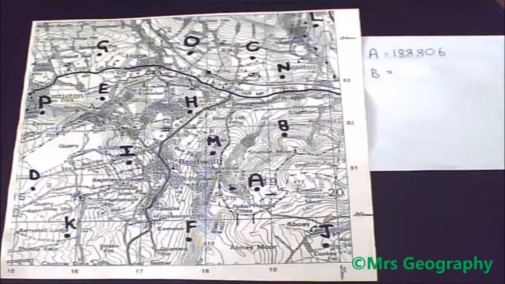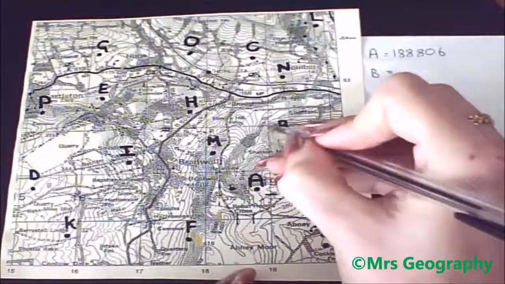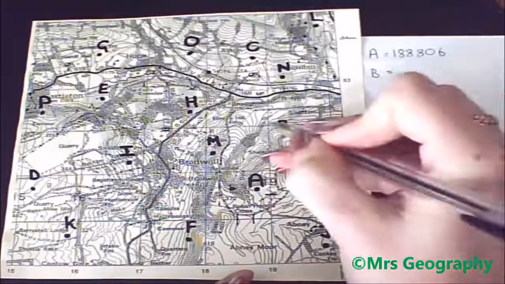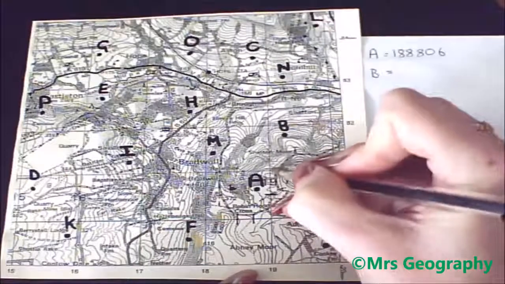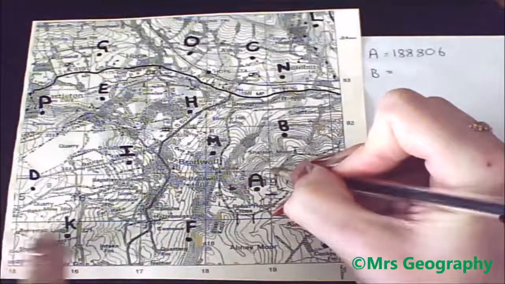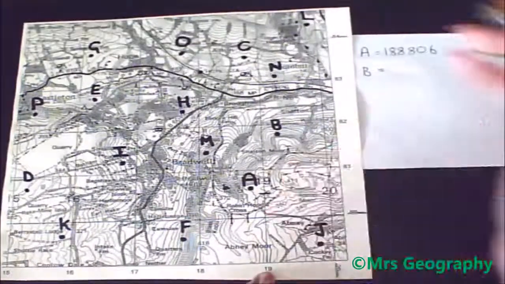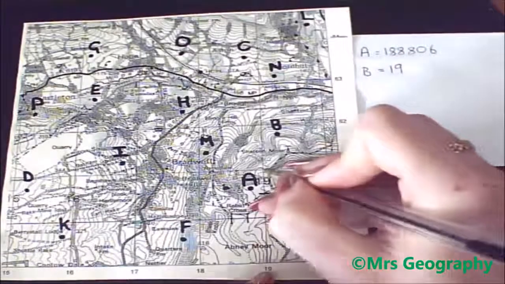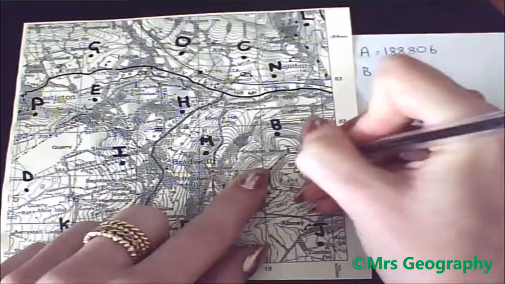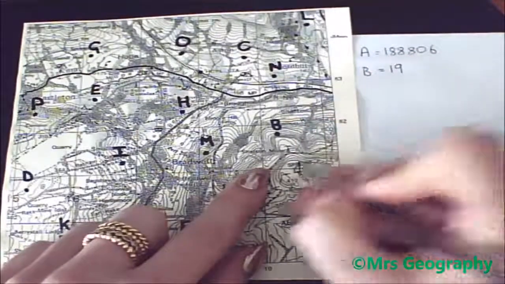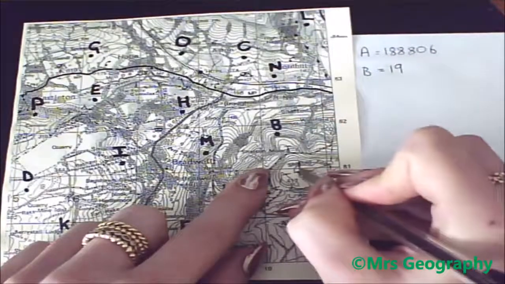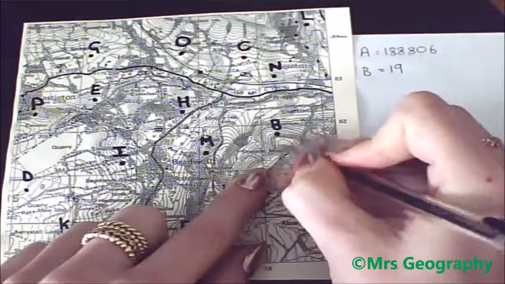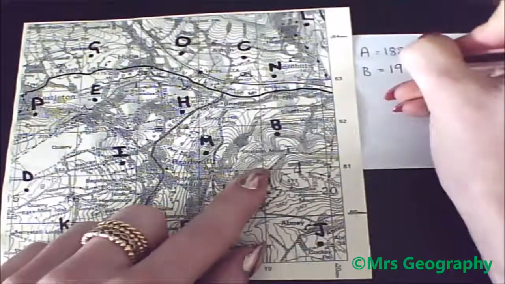Okay, let's try B. This grid square, bottom left hand corner, going along the corridor, 19. Cut the box in half, so we know it's below 5, it's quite in the middle. I'm going to go with 3.